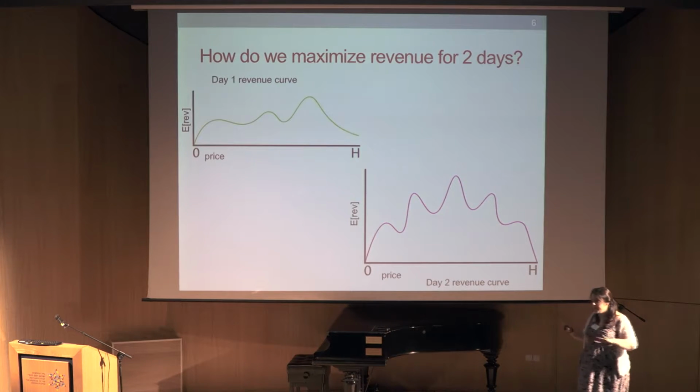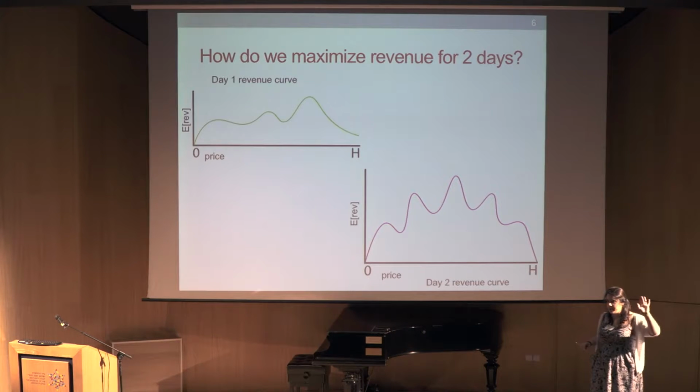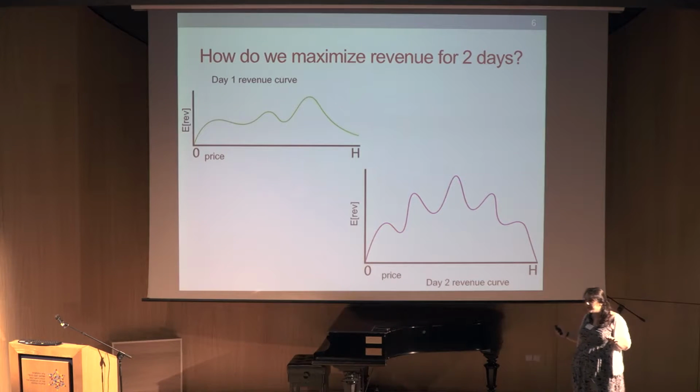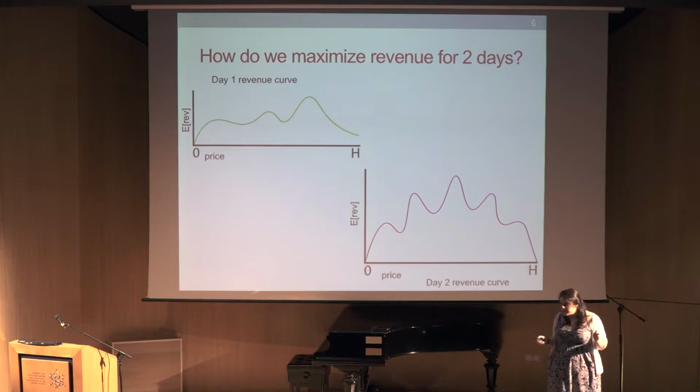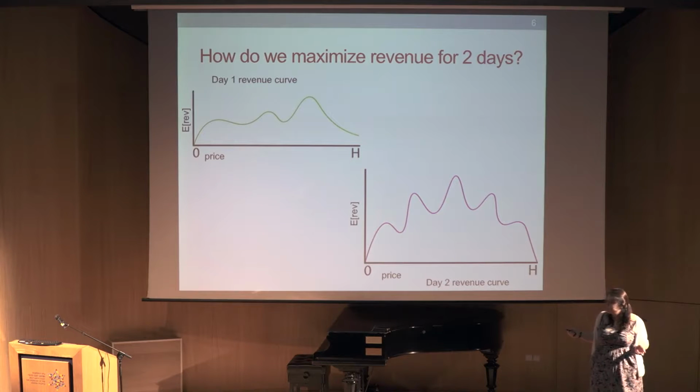OK, so we're separating out the marginal distributions for people who want their package tomorrow and people who want their package within 2 days. And these are the revenue curves for each marginal distribution. So if we're selling 2 different days of shipping, 1-day shipping and 2-day shipping, what should we do to maximize our revenue in this case?